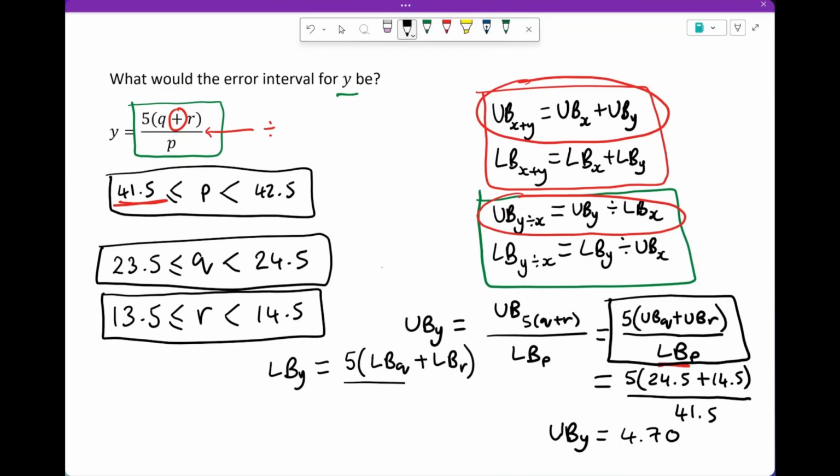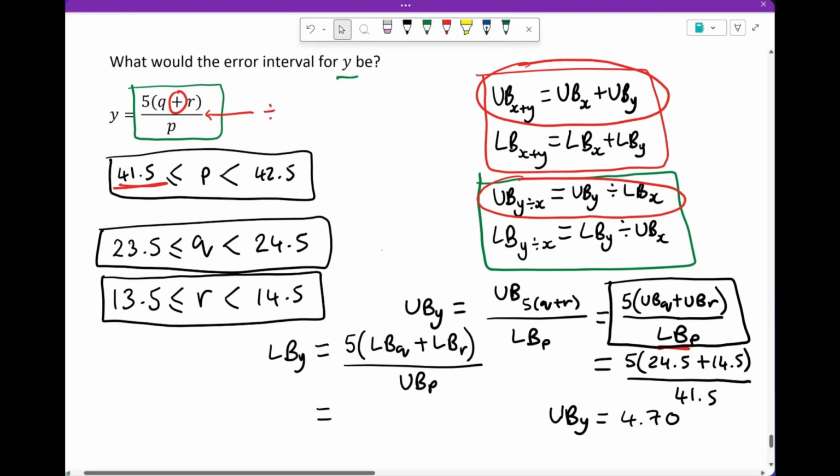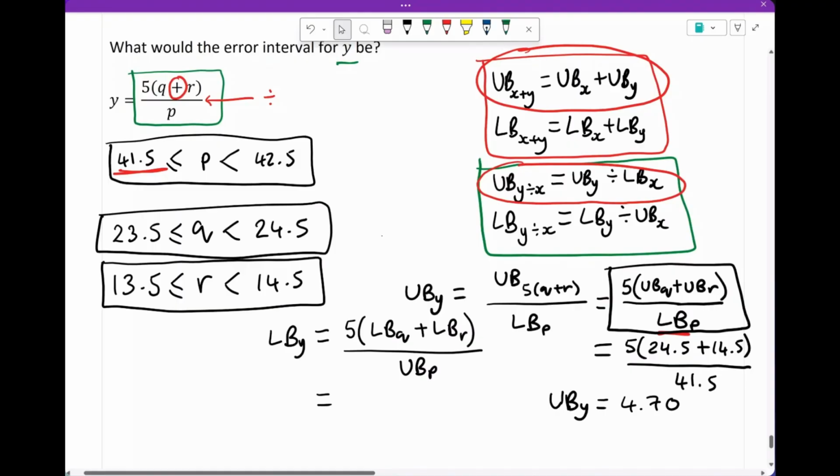And then for my denominator, it was the lower bound of p before, so it's going to be the upper bound of p now. So let's pick our values that we are going to use, and they're essentially going to be the 3 values we haven't used yet. So it's going to be 5 lots of, and then our lower bound for Q was the value 23.5.